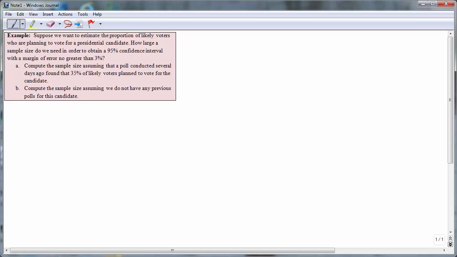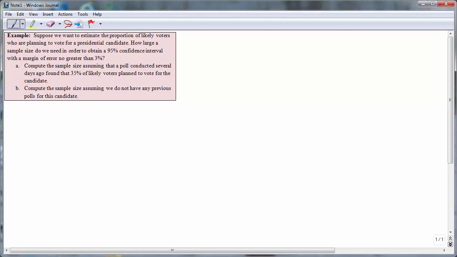In this video, we learn how to compute the sample size needed to estimate a proportion to within a specified margin of error. For example, suppose we want to estimate the proportion of likely voters who are planning to vote for a presidential candidate. How large of a sample do we need in order to obtain a 95% confidence interval with a margin of error of no greater than 3%?